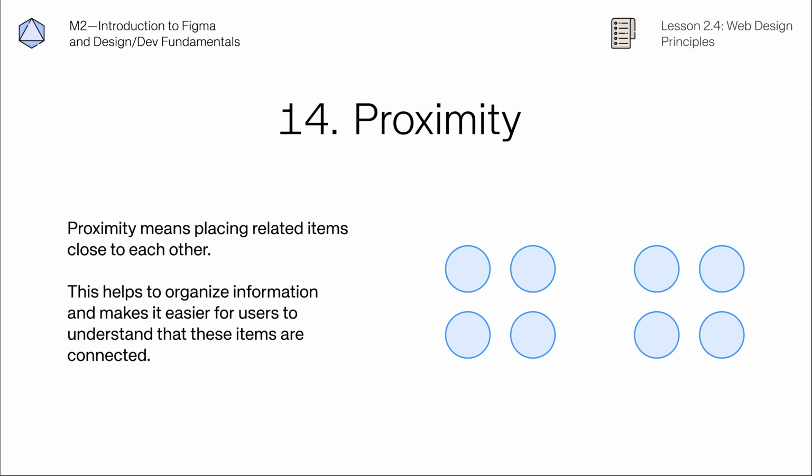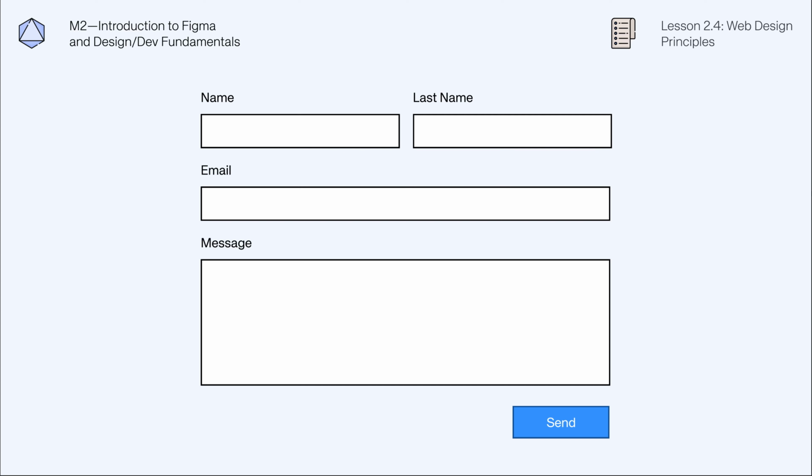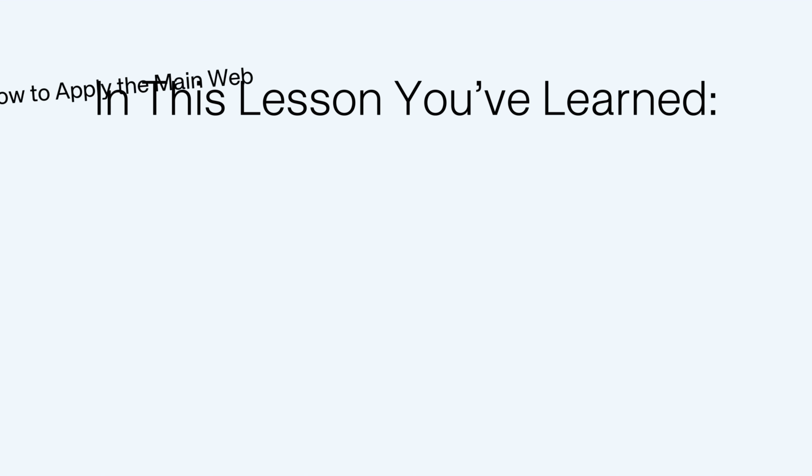And now the last one, number 14, proximity. Proximity means placing related items close to each other. This helps to organize information and makes it easier for users to understand that these items are connected. An example would be on a contact page, the form fields for name, email, and message are grouped together closely. This proximity indicates that these fields are related and should be filled out together, making the form easier to understand and use. So that's it.